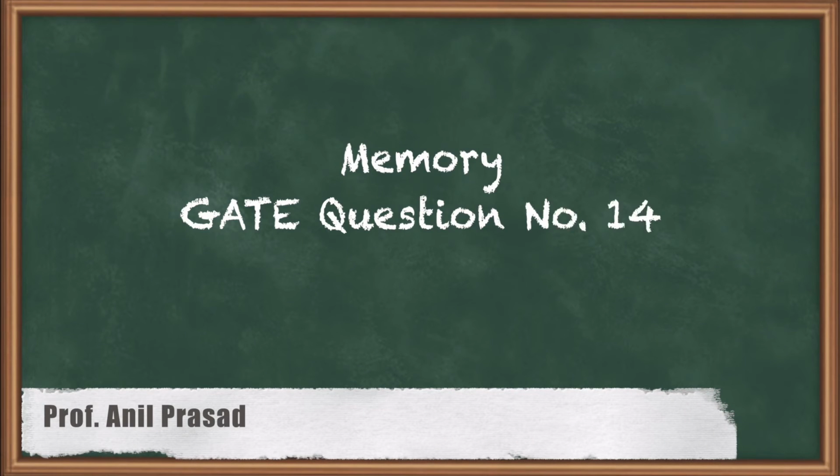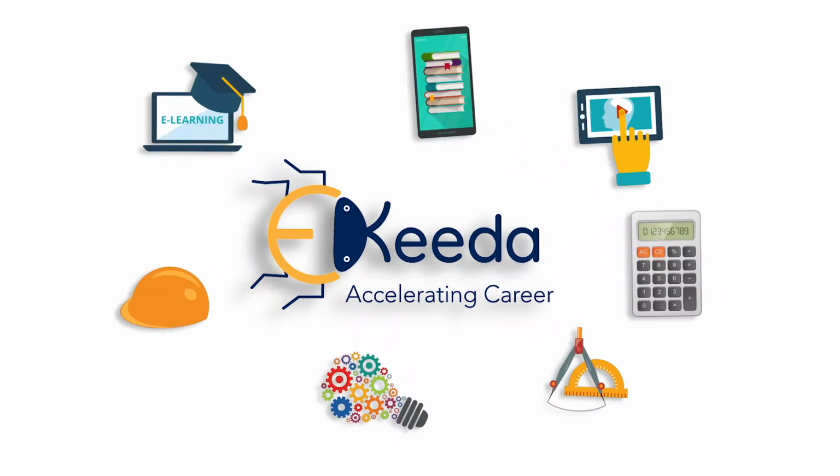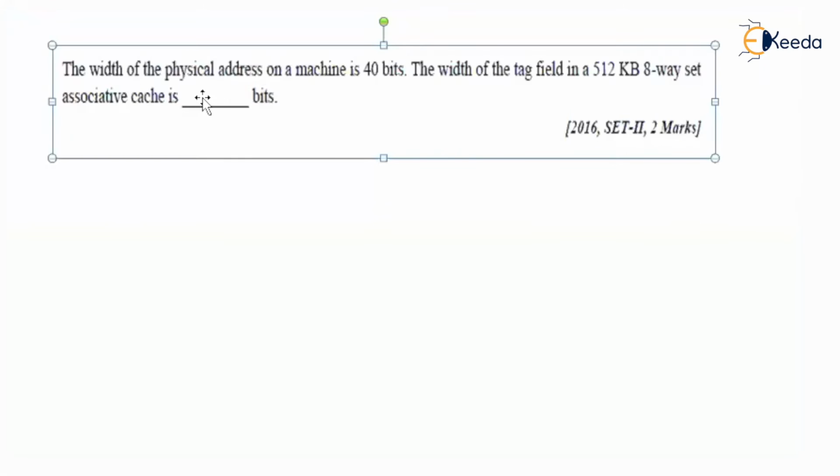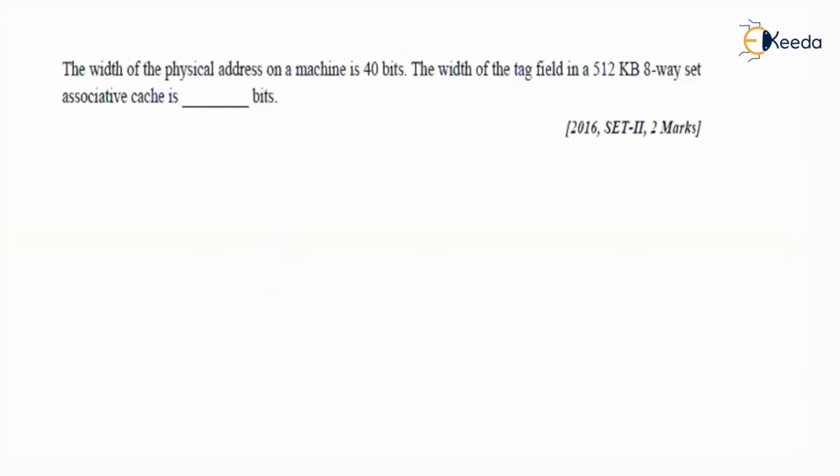So let us solve another question on cache memory. The width of the physical address on a machine is 40 bits. The width of the tag field in a 512 KB 8-way set associative cache is how many bits? Let's have a look.